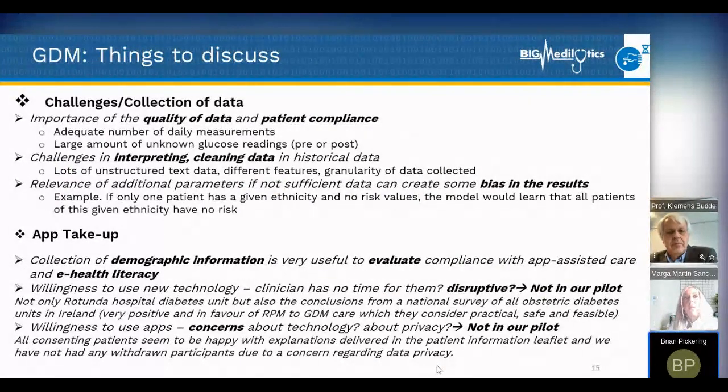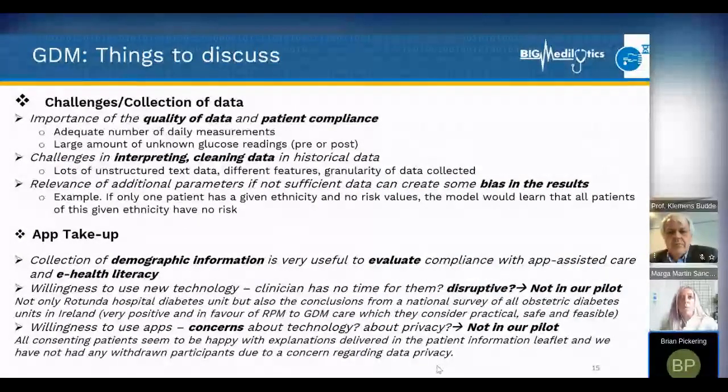Also, we found a lot of challenges in historical data in order to interpret correctly the data, cleaning the data, and so on, because we used the data from Rotunda Hospital, and also we were using some data from another hospital in Ireland in order to have large data sets. But we found a lot of differences in the features, in the information that was collected, and many different types of unstructured test data.